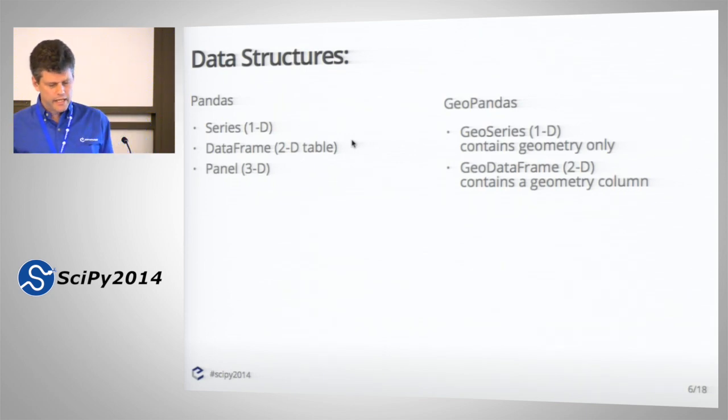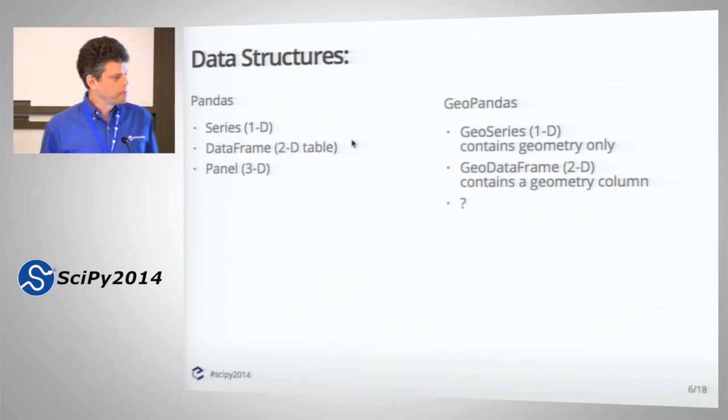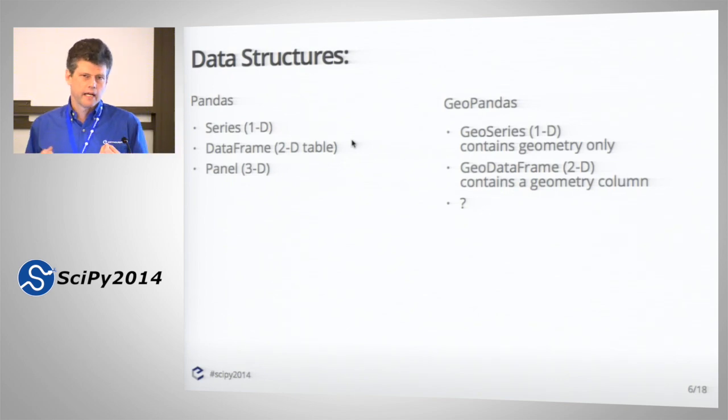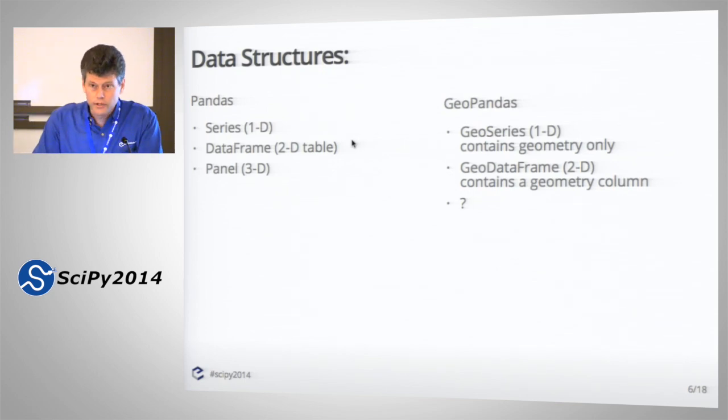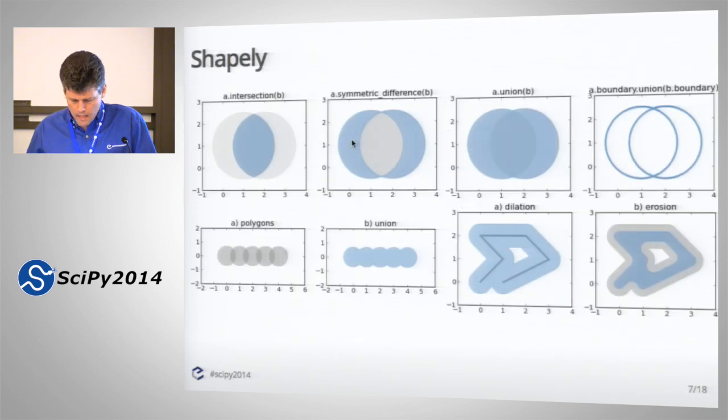Then obviously the next extension would be a GeoPanel. I haven't had a use for that yet. I could imagine some uses, and it wouldn't be hard to implement if we want to do it. The equivalent would be that a GeoPanel would be layers: each data frame within a GeoPanel would be a layer within a map. That's certainly possible if there's a use case for it. That's the obvious extension to take it there.